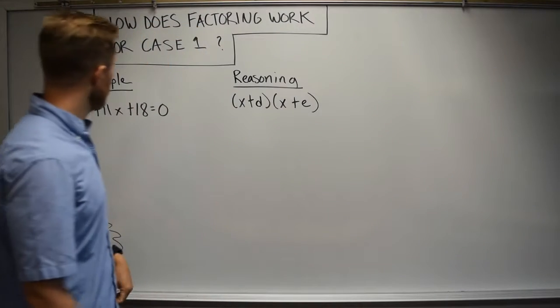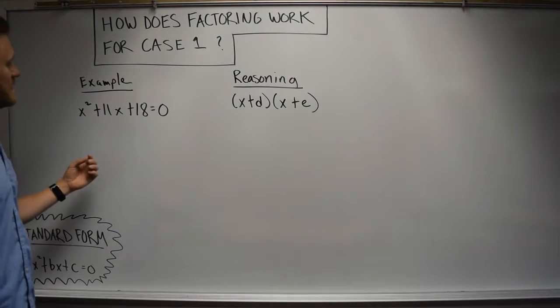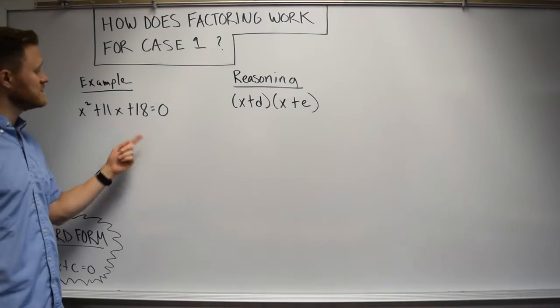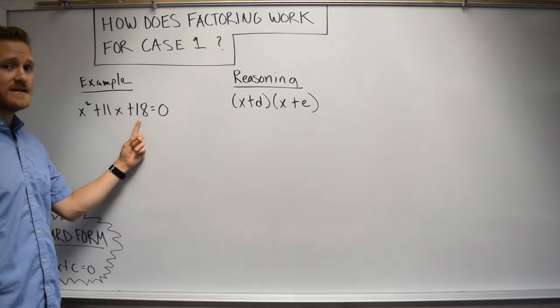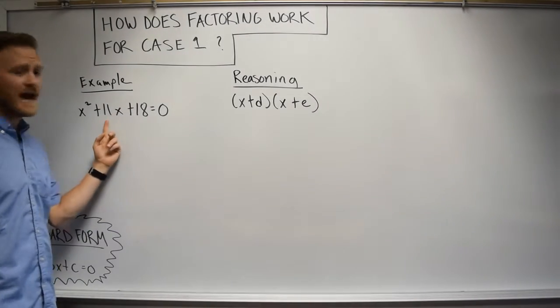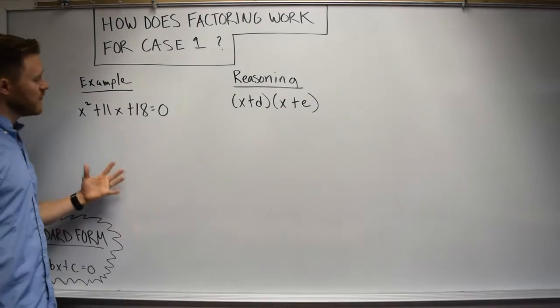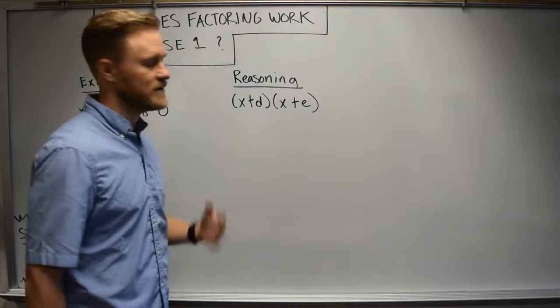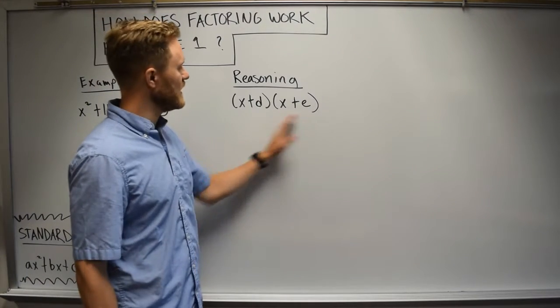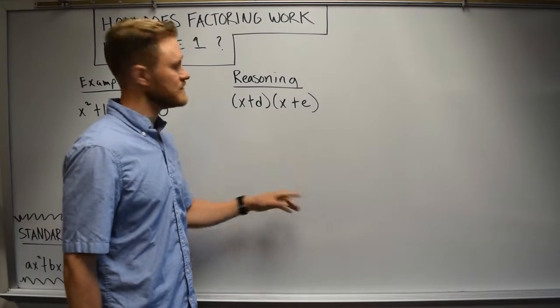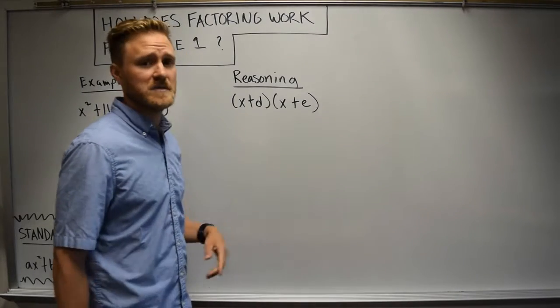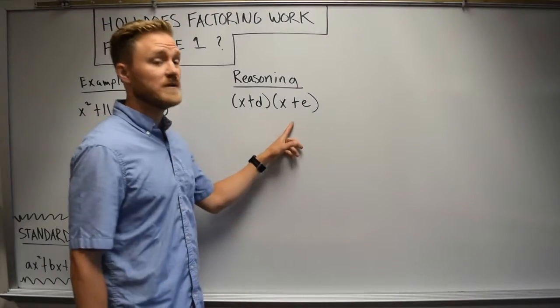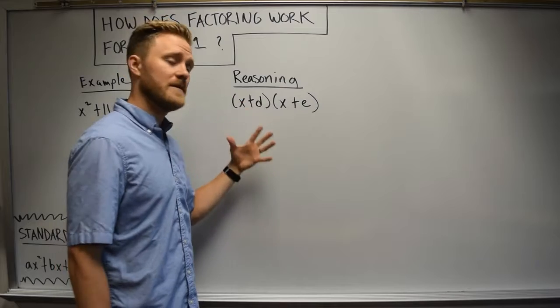And if you remember from the other video, we're going to try and think of 2 numbers that multiply to c and add up to b. But before we do that, let's try and figure out why that actually works. So over here, I have 2 binomials, x plus d and x plus e. So we're going to multiply these out and see what pattern we get.